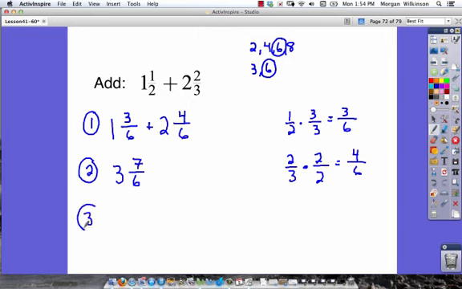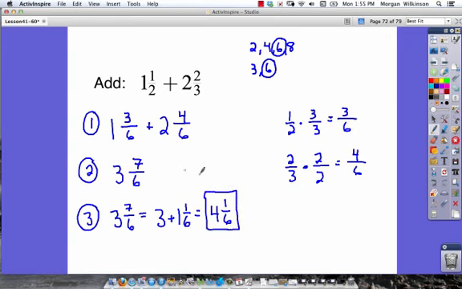Step 3, simplify. Well, we have 3 and 7/6. Now we know 7/6 is the same thing as 1 and 1/6. So this is equal to 3 plus 1 and 1/6. We can say 3 plus 1 is 4. So we get 4 and 1/6. And we've got our final answer. We've completed this problem with our three-step process: shape, operate, simplify.